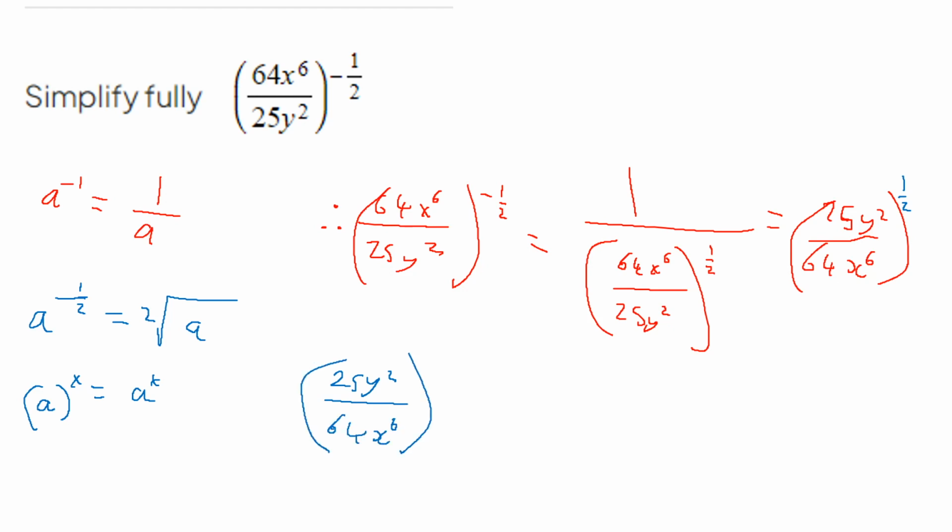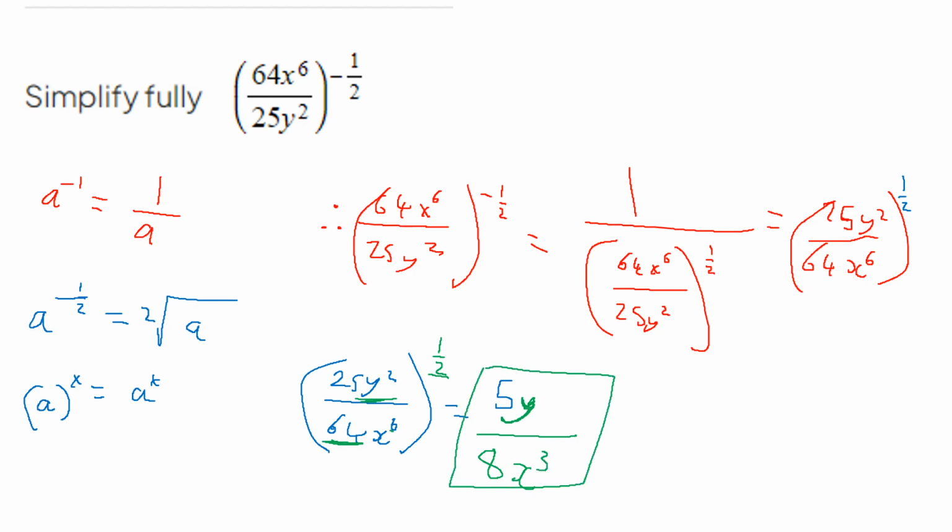Well, let's take a look at it. What's the square root of 25? The square root of 25 is simply 5. What about this y squared? What's that going to be when we times it by a half? It's just going to be equal to y. And we're dividing it by 64. What's 64 square rooted? It's just going to be 8. And then finally, x to the 6 times a half. 6 times a half is just going to be equal to x cubed. And that is our final answer.